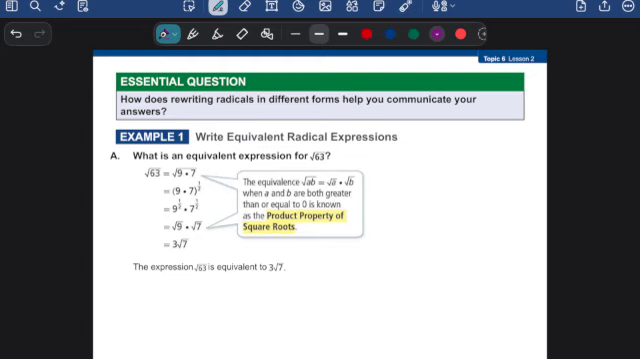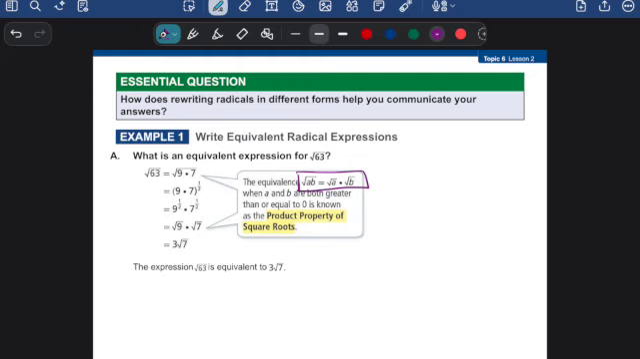So this is the product property of radicals. If you have a number, you can break it into factors inside the radical, and then we can simplify that. Okay, so that's what this rule is. You can simplify it into factors, and then each factor gets its own radical. You can split the radical and then simplify. Okay, so let's take a look.